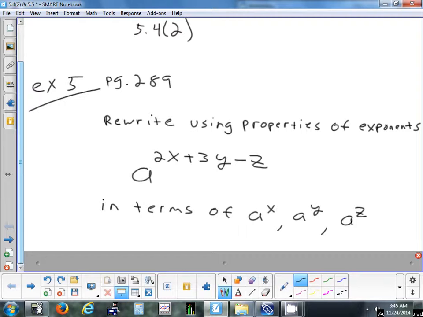It gives us an exponential expression, a to the 2x plus 3y minus z. And they want us to rewrite it just in terms of a to the x, a to the y, and a to the z. So I want to start by looking at that exponent. When you add things together in an exponent, what does that mean you had originally? Somebody give me an example. When do you add exponents?